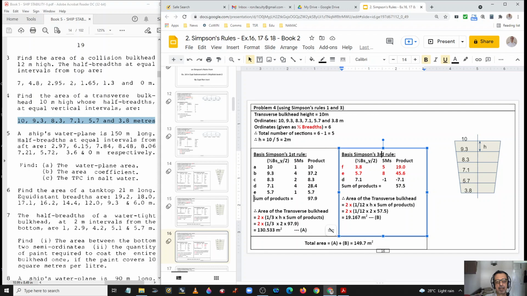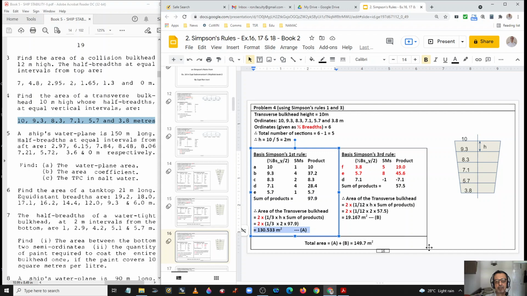Then we finally add up and get the sum of the products to be 97.9. Therefore, area of the transverse bulkhead is equal to 2 times, because we have got semi-ordinates, we have to double up or multiply the answer by 2. 2 times 1 upon 3 into h into the sum of the products. When we put in the values for h and the sum of products, we get the area of the transverse bulkhead to be equal to 130.533 square meters.